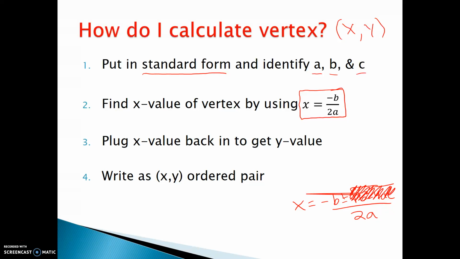All right, so we plug it in there, and we'll get an x value. Once we have our x value, all I have to do is plug that x value back in, and I'll get my y value. And I always want to write my vertex as an ordered pair, as some x comma y value.